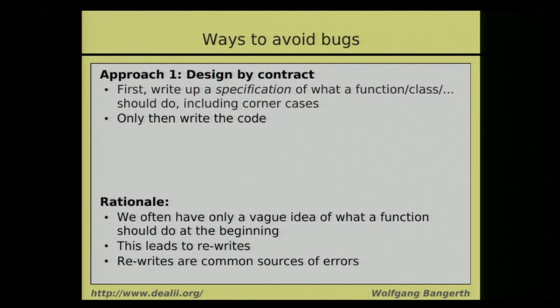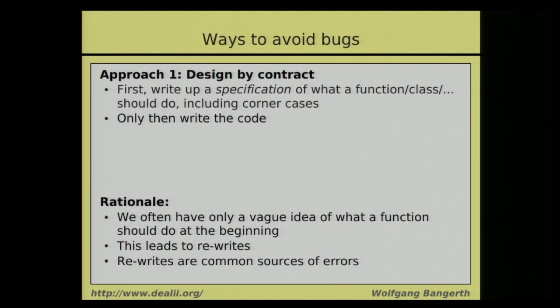So the first approach is something that is typically called design by contract. Essentially what this means is that instead of barging right into writing your code, you first sit down and you essentially write a specification of what a function or a class does. So you would, in the specification, not describe exactly what algorithm a function does, but you would write, well, if this is the input, then that should be the output. And that should cover corner cases.